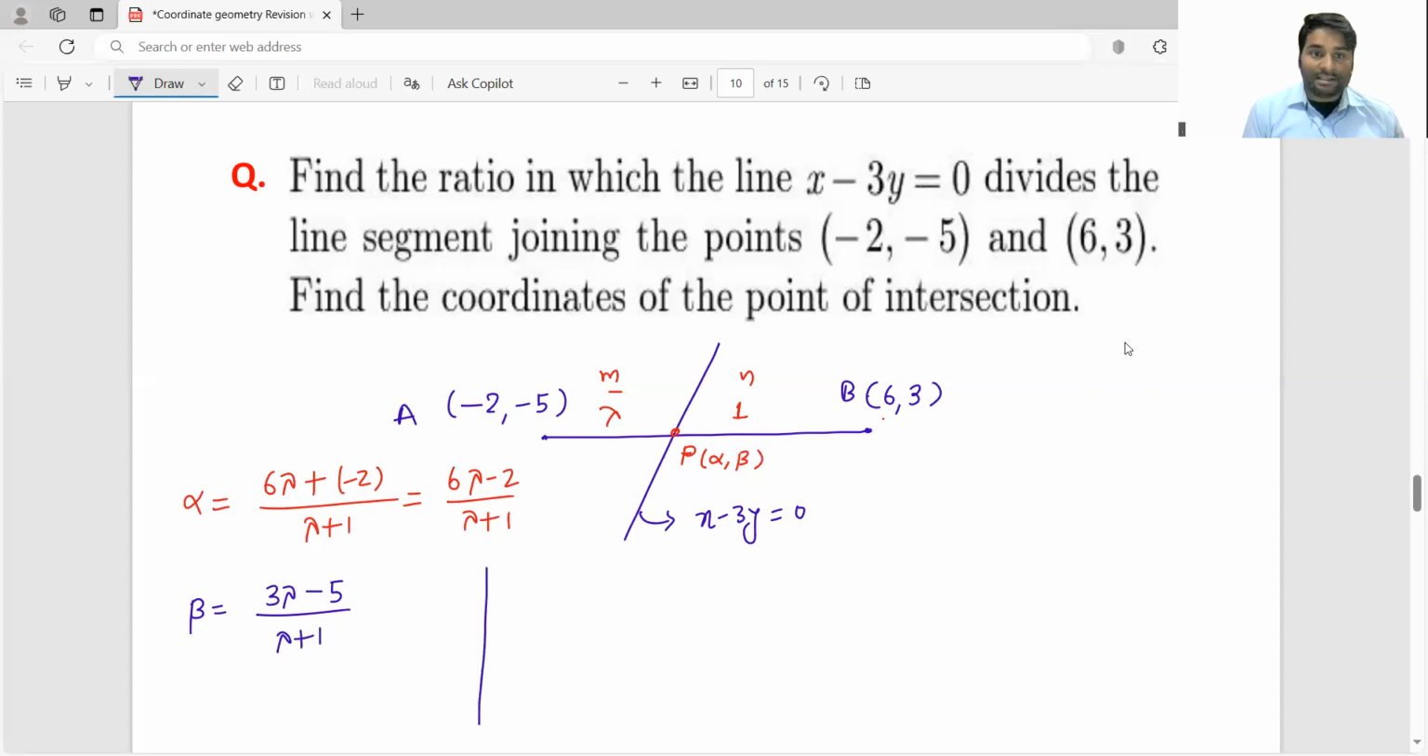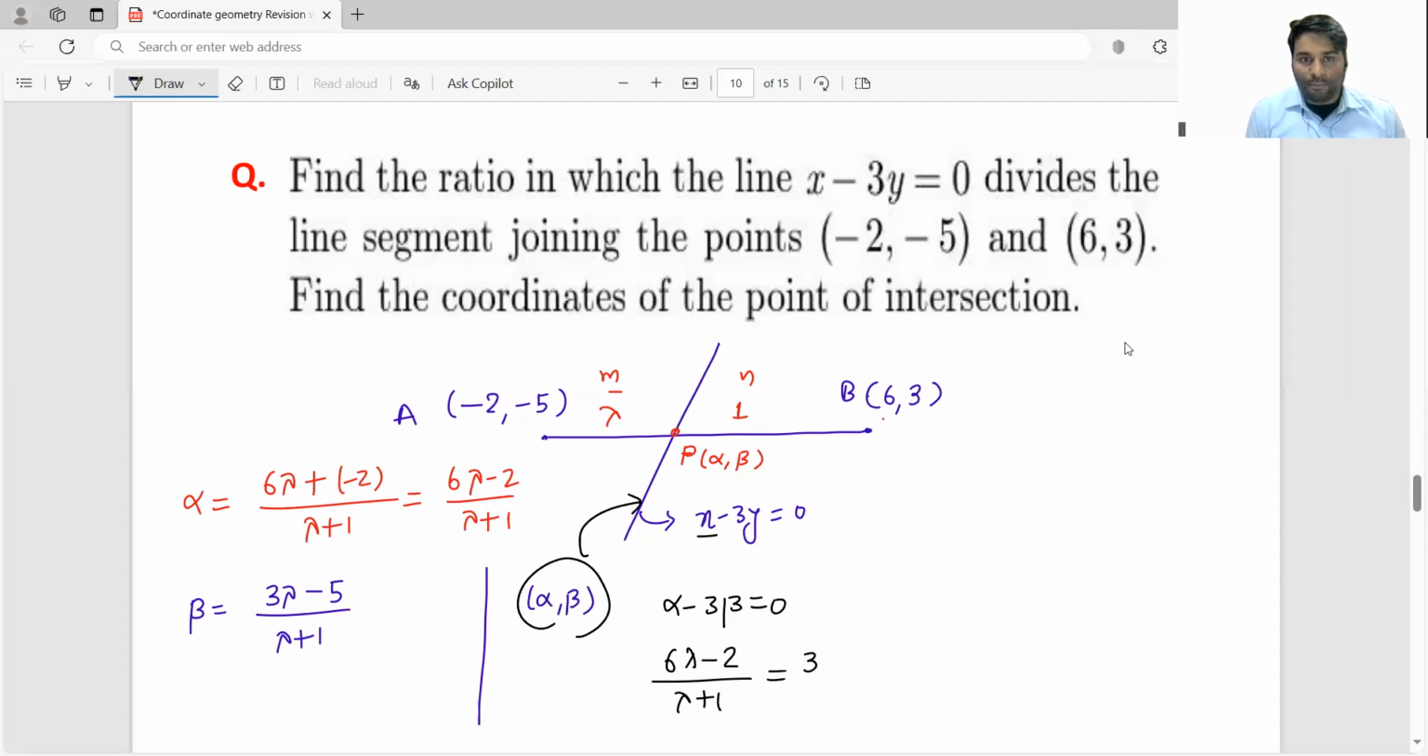Now you can see this alpha and beta is going to satisfy the given line, because this point is going to lie on this line. So we can substitute here: alpha minus 3 beta is equal to 0. Alpha is 6 lambda minus 2 divided by lambda plus 1, and this will be equal to 3 into beta. Beta is 3 lambda minus 5 divided by lambda plus 1. Now this will get cancelled out.